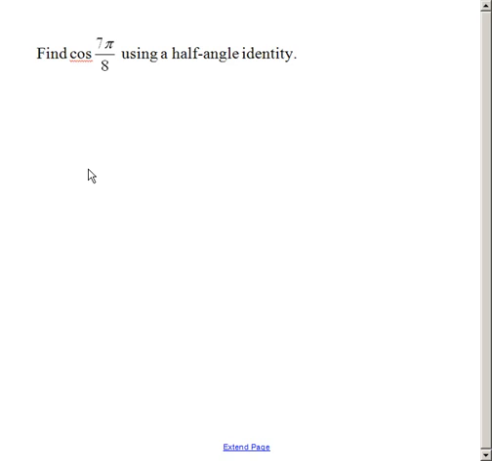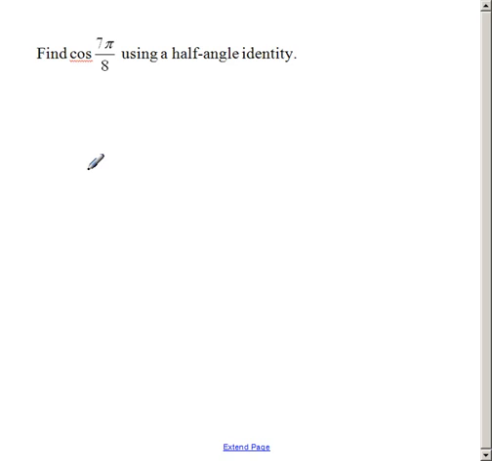This lesson will cover using a half-angle identity to find values of certain angles that aren't the typical 30, 45, or 60-degree angles. The first thing you need to do in order to find the cosine of 7 pi over 8 is know the formula.